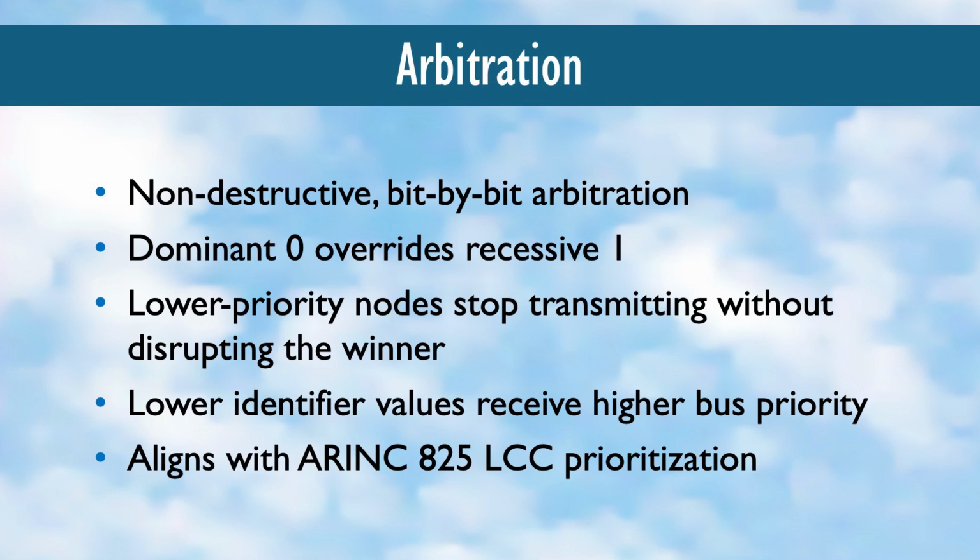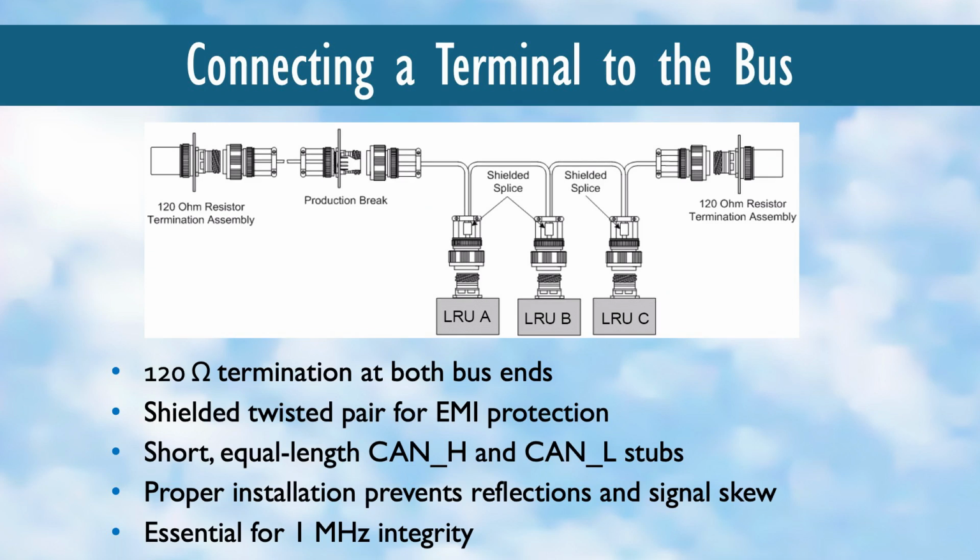LCC priority scheme. A CAN-825 bus must be terminated at each physical end with a 120 ohm resistor to absorb signal reflections. Twisted shielded cable is required for EMI immunity. Nodes are connected by splicing high, low, and shield from the main bus run, keeping stubs as short as possible. The high and low splices must be equal in length. Mismatches cause differential skew that degrades signal integrity, particularly at 1 MHz. Proper termination and stub management are critical.